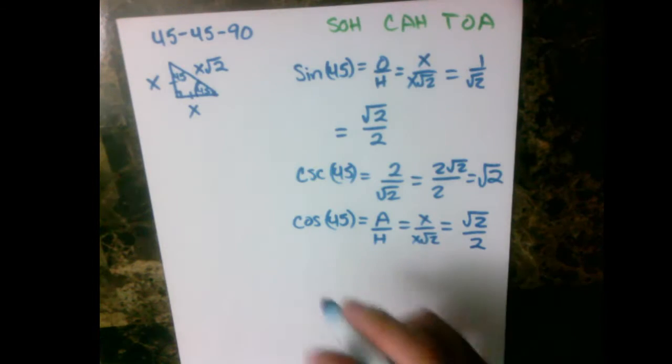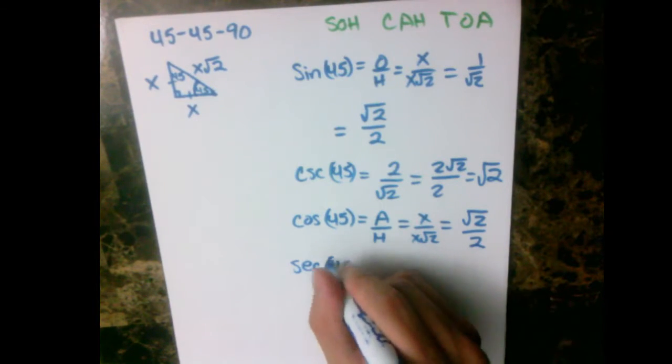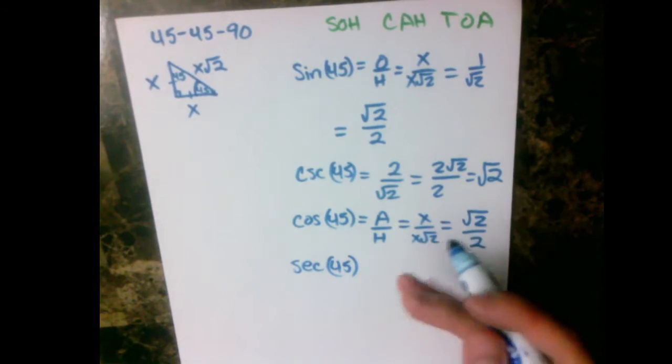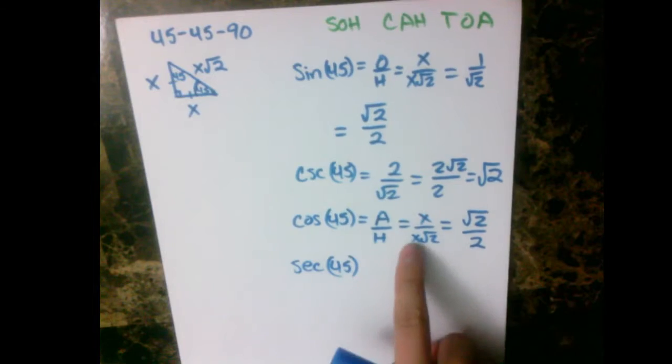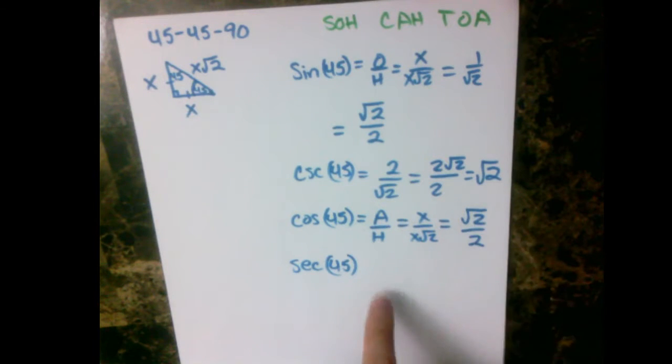Anyway, let's go ahead and do the secant. Again, because we have the same exact values, remember they're just going to flip. But when we flip them, if they're the same as sine, they're going to be the same as this one. So we actually just repeat the cosecant value, and you'll end up with root 2 again.